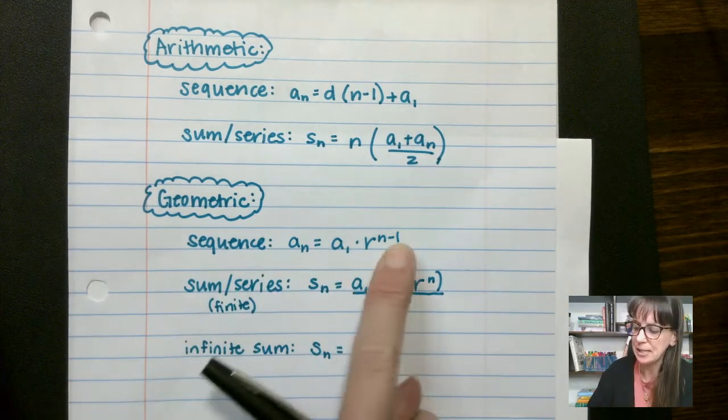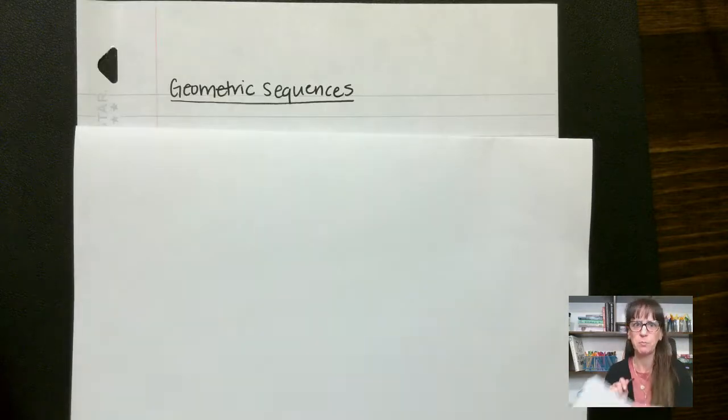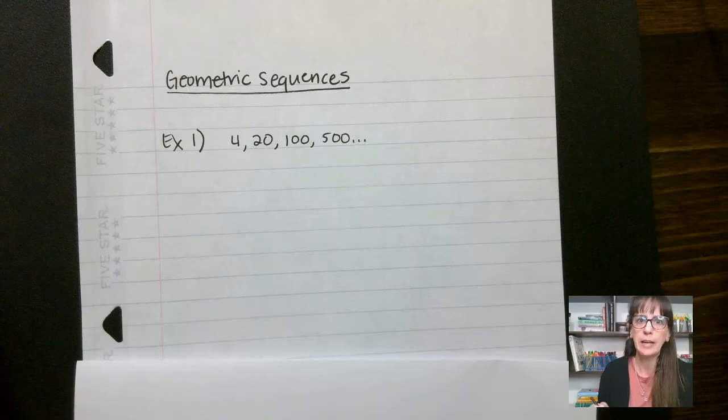But we're gonna talk about this here, that r stands for ratio, or our common ratio. What are we multiplying each spot by? So we're gonna start with number 1. So for number 1 here, we have 4, 20, 100, 500.